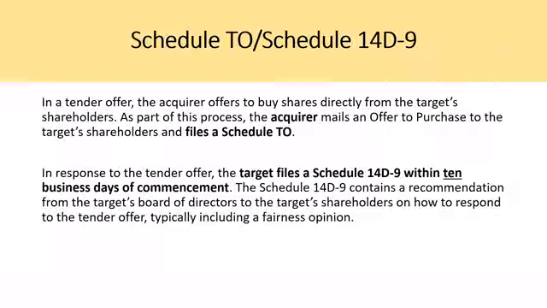In a tender offer, the acquirer offers to buy shares directly from the target's shareholders. As part of this process, the acquirer mails an offer to purchase to the target shareholders and files a Schedule TO. In response to the tender offer, the target files a Schedule 14D9 within 10 business days of commencement. The Schedule 14D9 contains a recommendation from the target's board of directors to the target's shareholders on how to respond to the tender offer, typically including a fairness opinion.